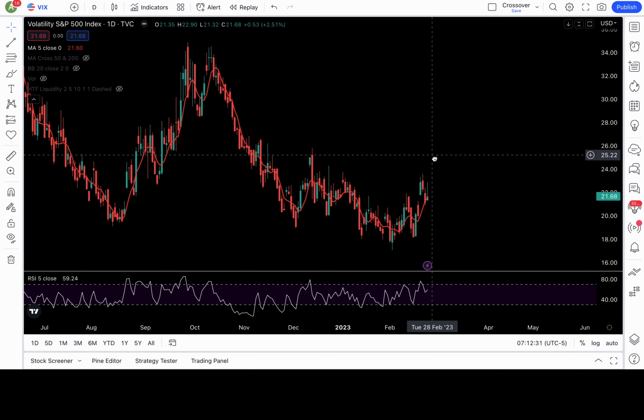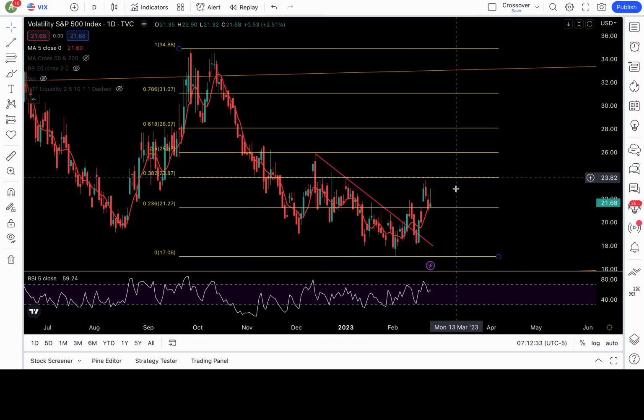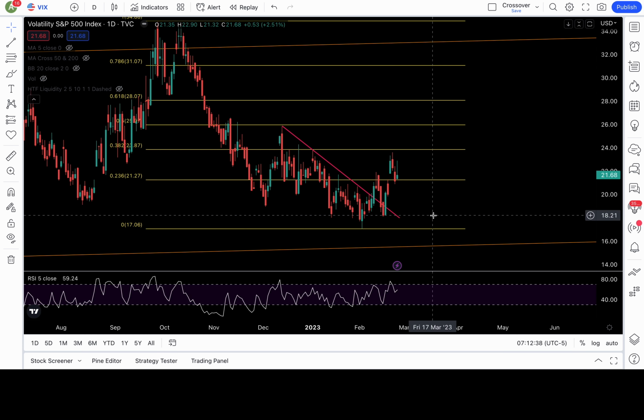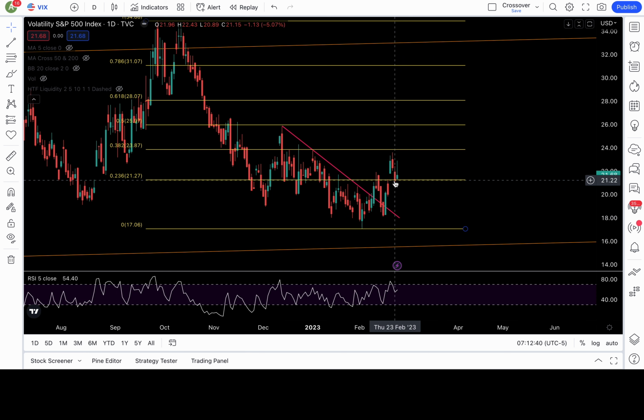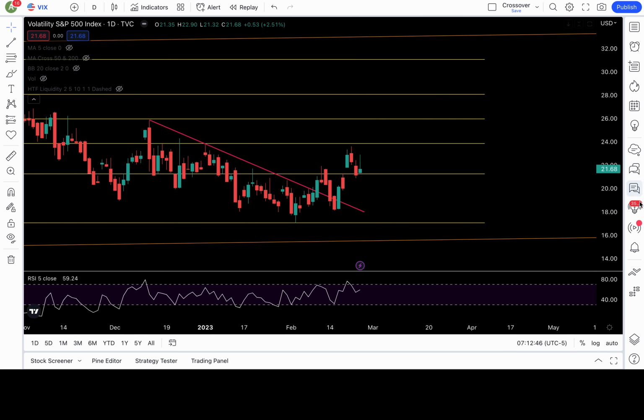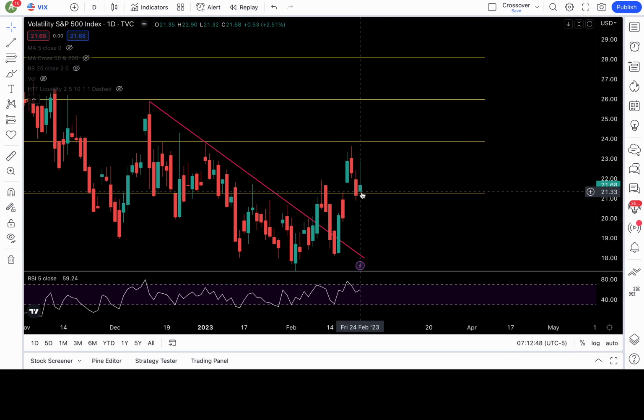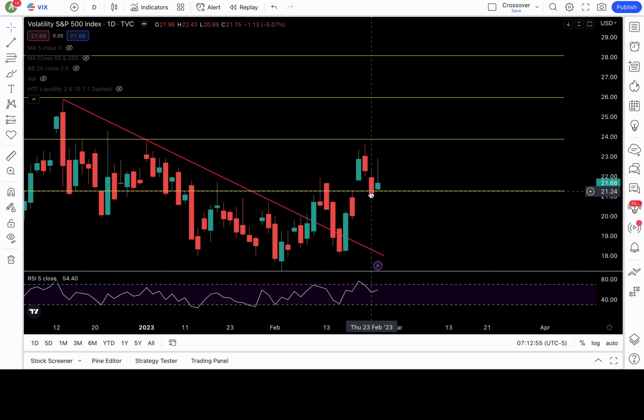Where's all my trend lines? Okay, there it is. VIX be playing tricks with me sometimes. So yeah, had that false breakout setup where the VIX closed below 21.2, the 23.6 fib level, but it managed to recapture it the next day on Friday, yesterday.